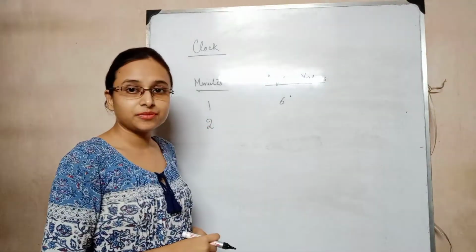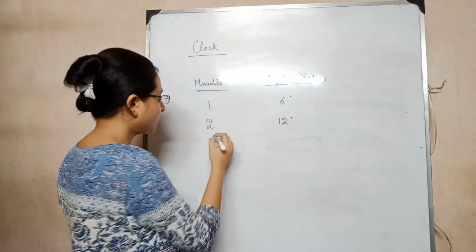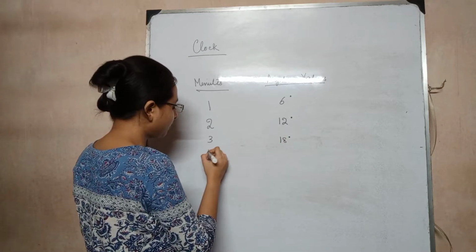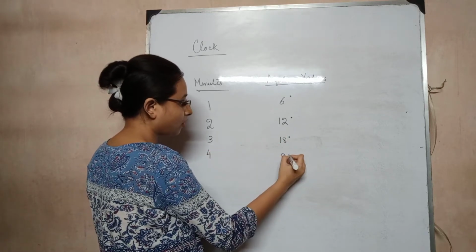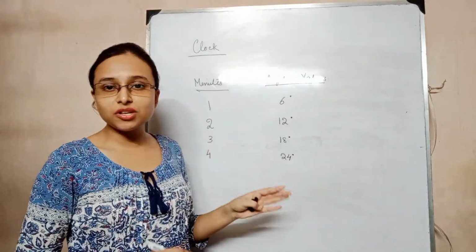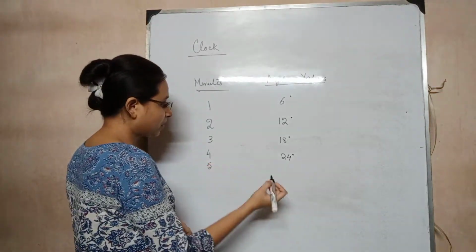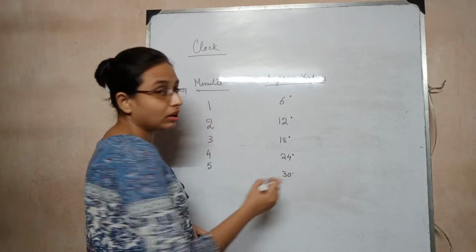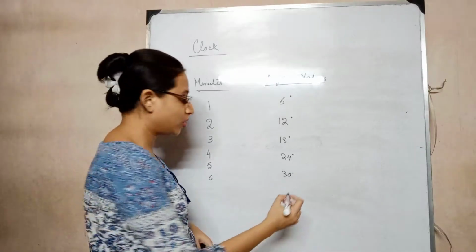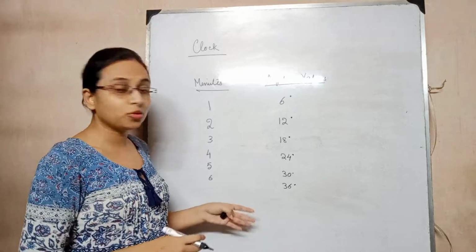The second minute will have 12 degrees. The third minute will be having 18 degrees. Fourth minute will have 24 degrees. That is, we are multiplying each minute with 6, the multiples of 6. Okay. The fifth minute will have 30 degrees. Right. The sixth minute will be having 36 degrees. I hope you are able to see.